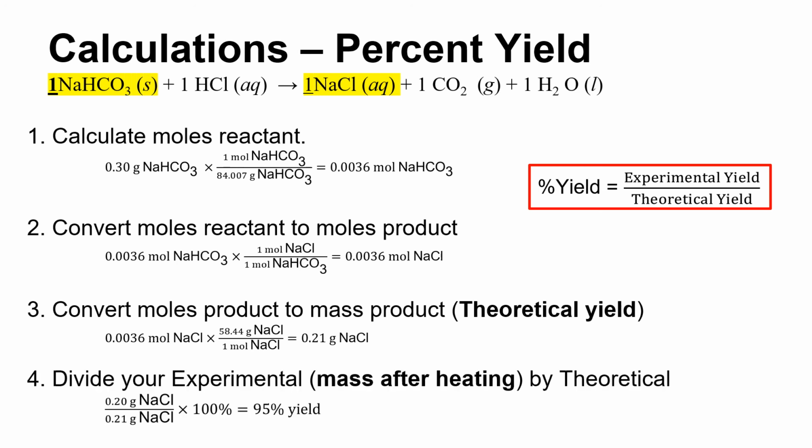And then your experimental yield you have already found, which is how much sodium chloride you actually weighed out after you heated everything up. So you'll divide your experimental by your theoretical. And for my example, in the previous slides, my mass of sodium chloride was 0.20 grams, and I just found the theoretical yield was 0.21 grams. So I'm going to divide those and multiply times 100, and that gives me a 95% yield.